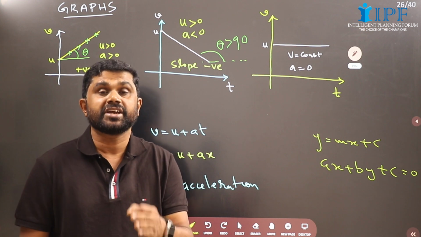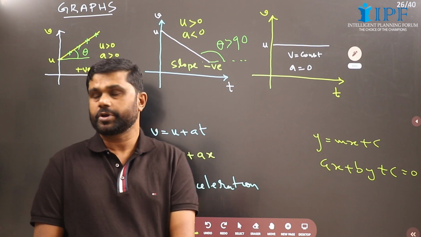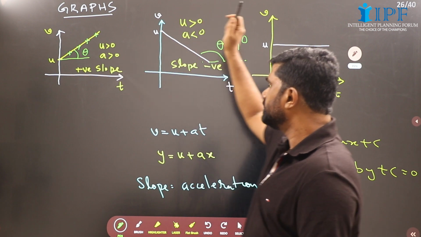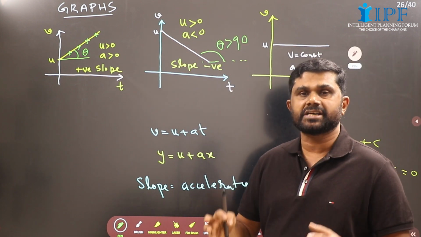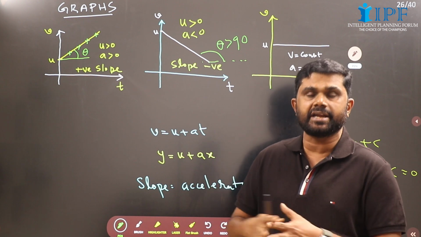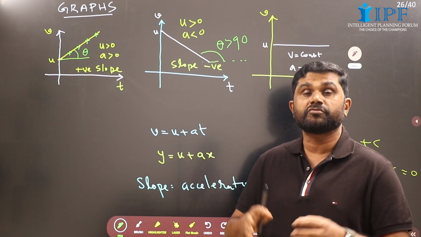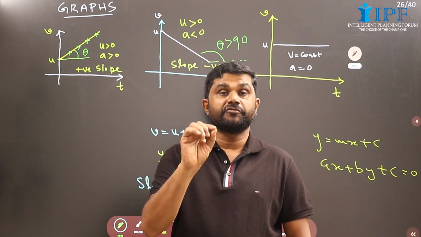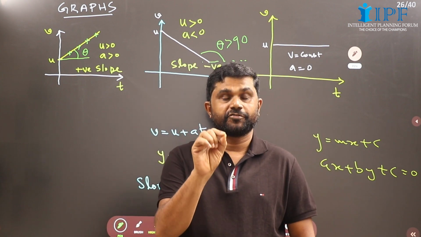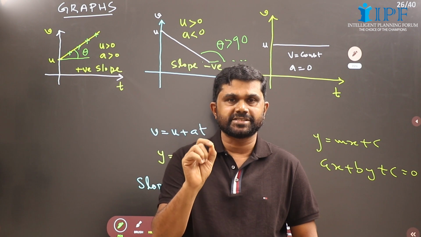Then it is having a zero slope. Okay, so this is positive slope, this is negative slope, and this is zero slope. All the graphs are straight lines, and all of them are with constant slopes. Now let us plot the velocity time graph for a body in uniformly accelerated motion.